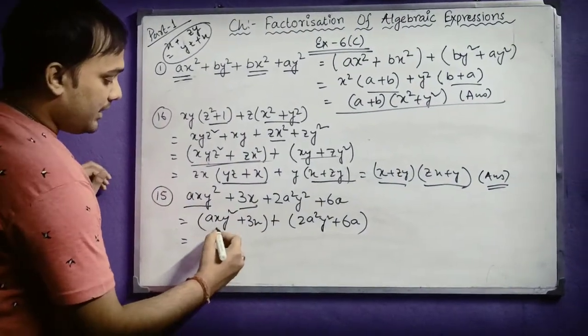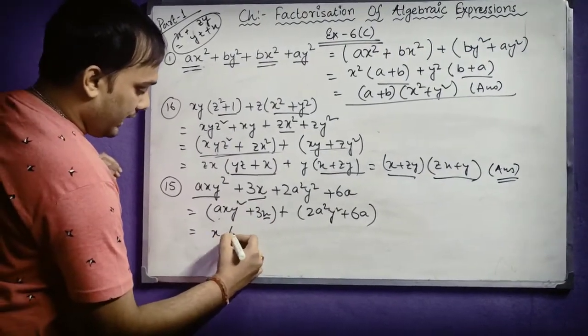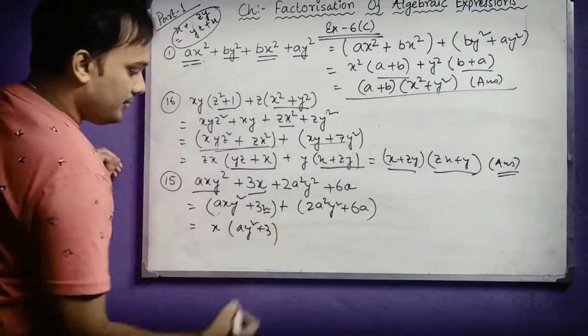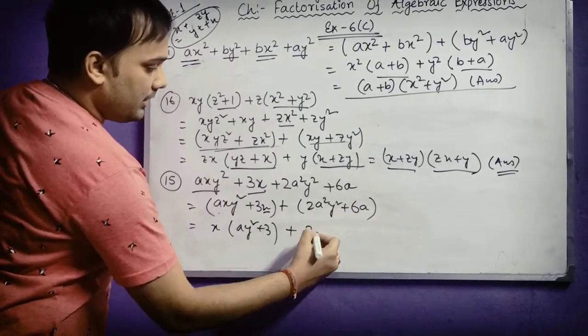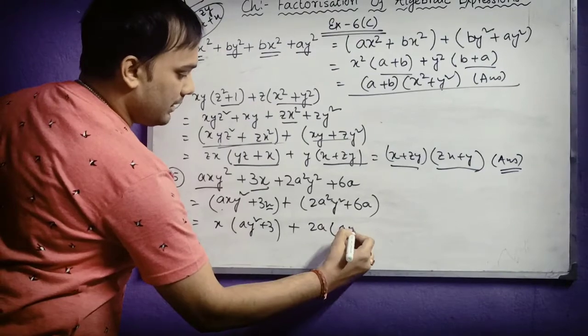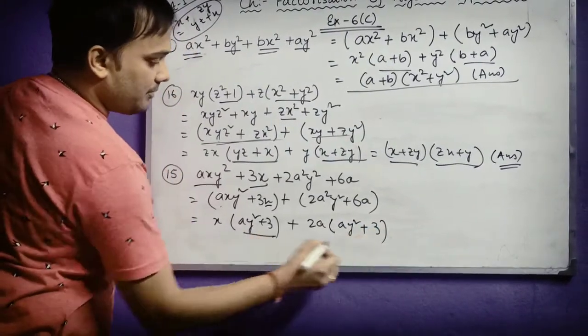So what will it be here? What is common? Only x is common and the rest is not common here. X common, if I take it, it will be ay square plus 3. And from here, what is common? 2 and 6, 2 is common here. Then a and a square, that means only a is common. So what remains here? Ay square plus 3. Okay, you can see here the bracket part is again the same.